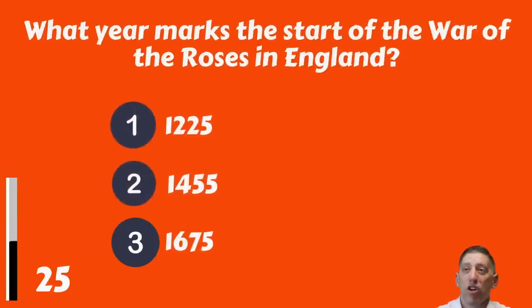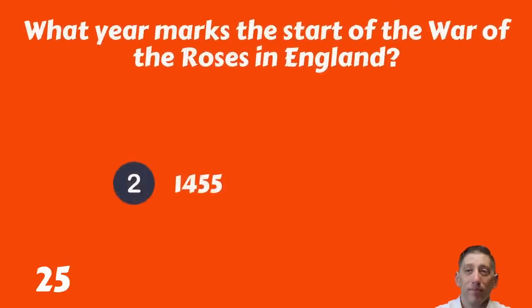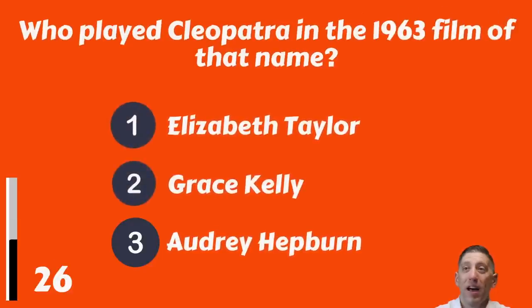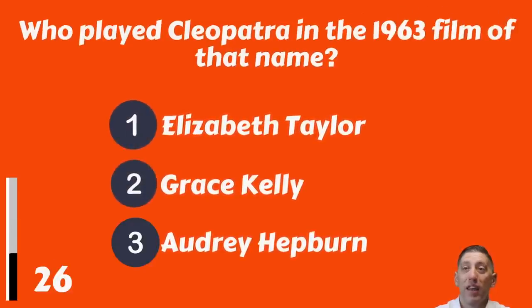What year marks the start of the War of the Roses in England? 1225, 1455, or 1675? 1455.